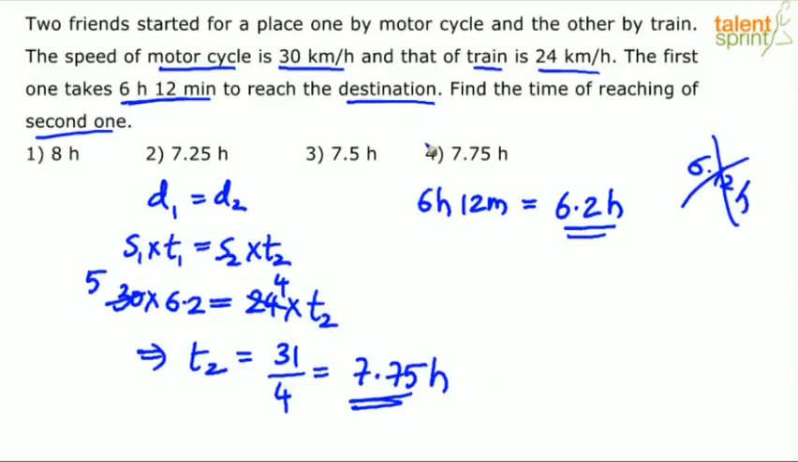I think options are given in terms of hours only, so we can take the fourth option as the answer. If at all we have to convert this, what happens? 7.75 hours: 7 hours as it is, 0.75 hours is 45 minutes. So your answer would be 7 hours and 45 minutes, if the required answer is in terms of hours and minutes.